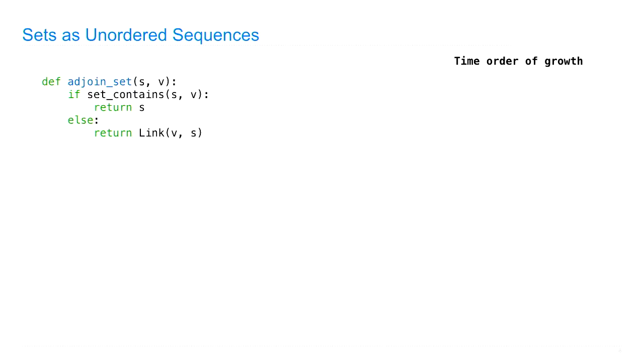How long does this take to run? Any suggestions? This has only one obvious step here, and another step here, and then another step here. But set contains actually takes linear time. You have to look through the entire list in order to figure out whether V is there. And since that requires linear time, adjoin set requires linear time as well, where n is the size of this set.